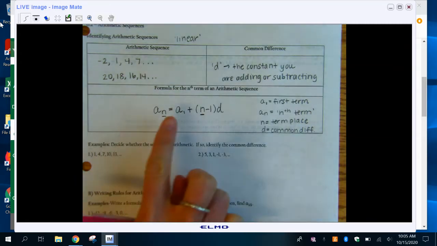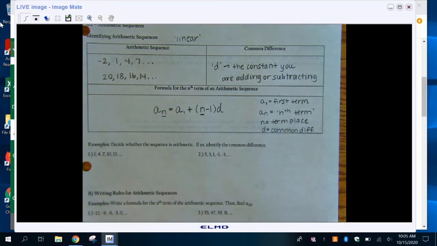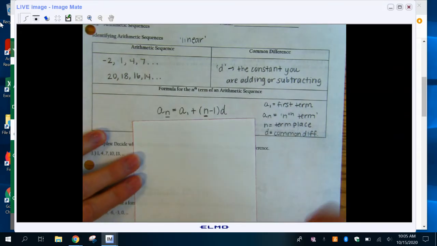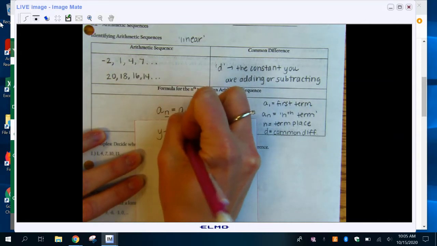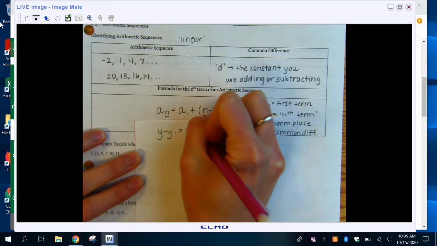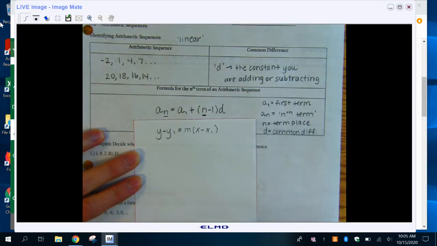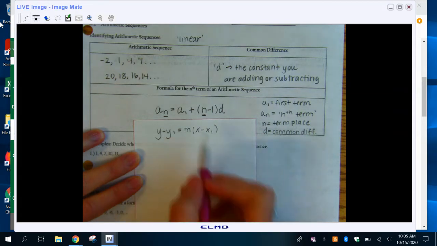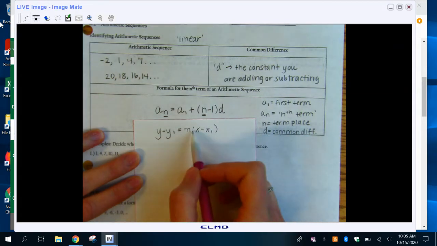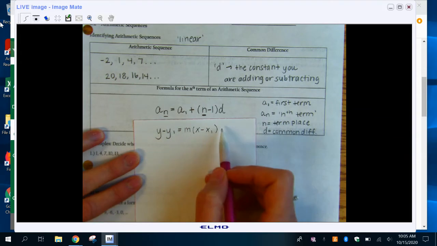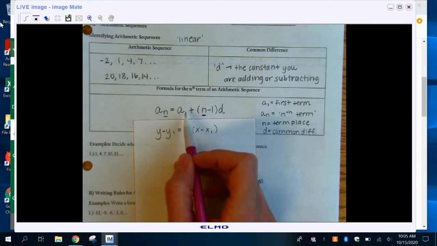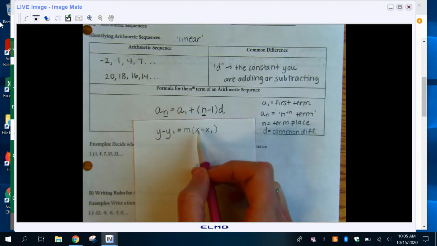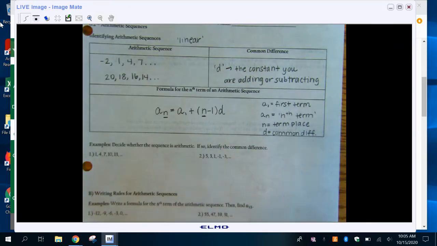Okay, so this is similar to point slope form of a linear function, right? Point slope form is y minus y1 equals m times x minus x1. Okay, so that common difference would be similar to our slope, and then our y1 would be whatever that term is, and then our x value is the actual term number itself. Okay. All right, so let's look at some different examples here.